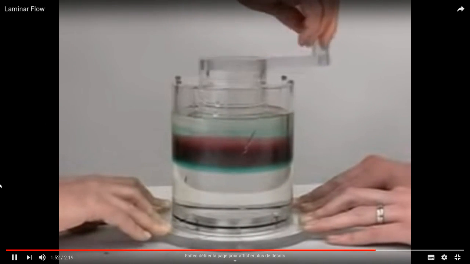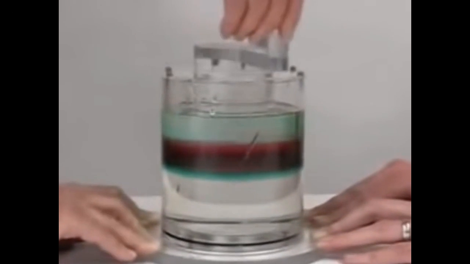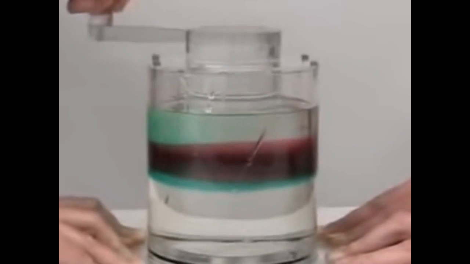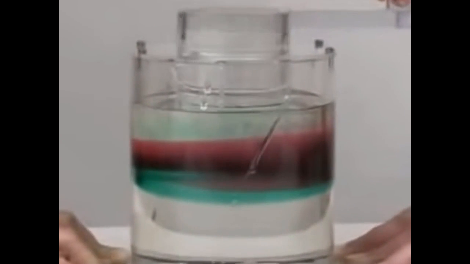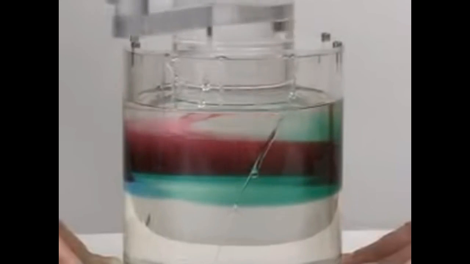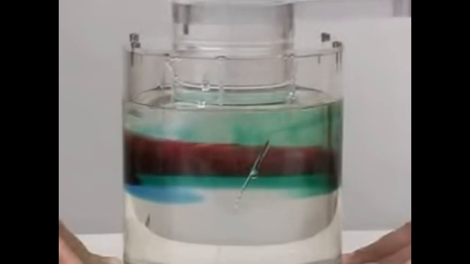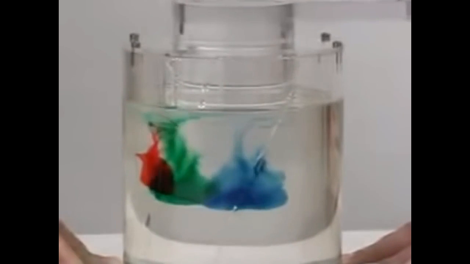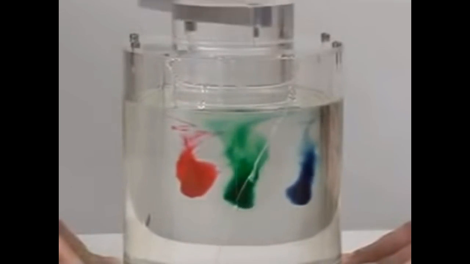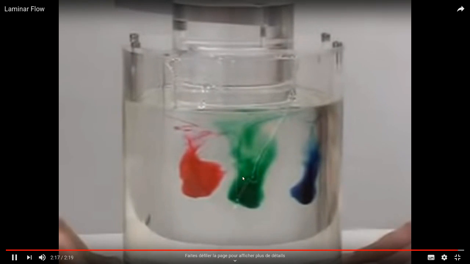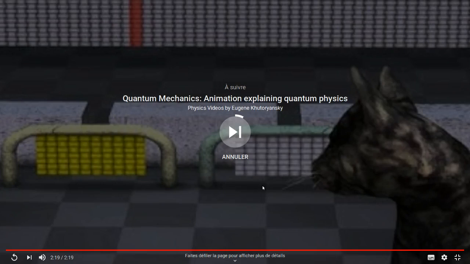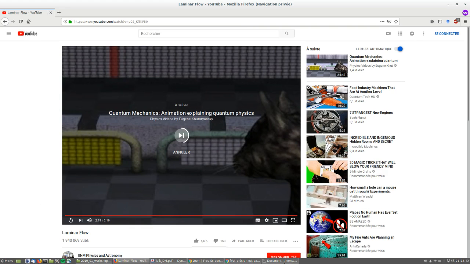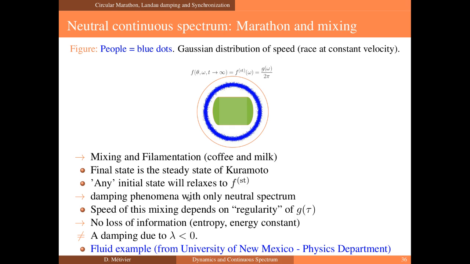And the idea of this mixing is that because there is no loss of information, you should recover your initial state. So now let's see if that works. So you see that works. They end up with almost exactly the same initial state. So it means that it is indeed like a neutral mixing, and not a real damping.